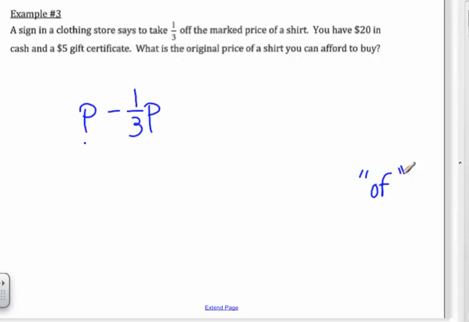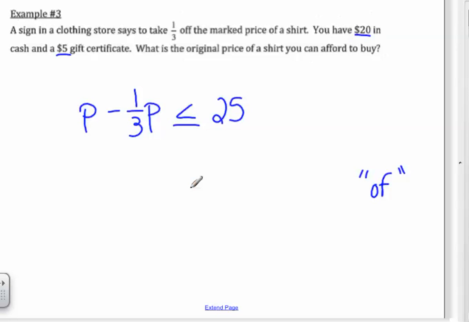And this amount has to be less than or equal to $25 because I have $20 in cash and a $5 gift certificate. So whatever I'm left with has to be less than or equal to 25, because that's how much money I've got. Now, I don't know about you guys, but the first thing I see is P minus 1/3 P.